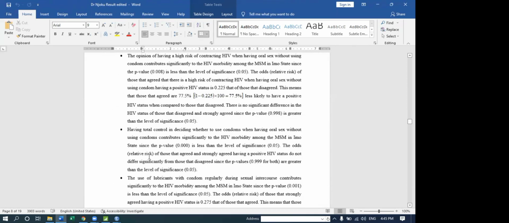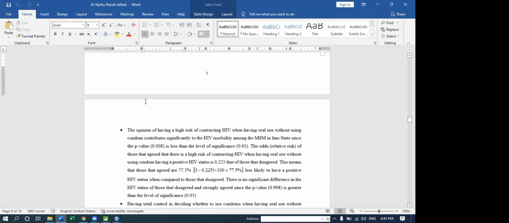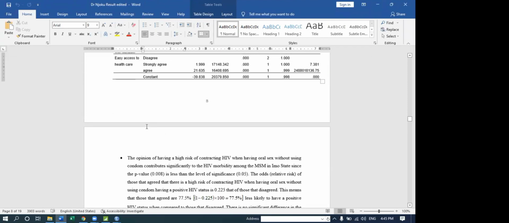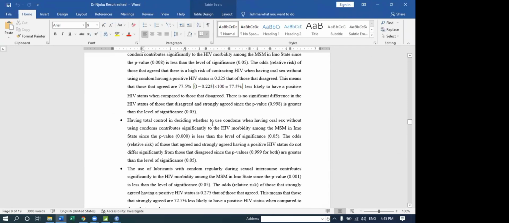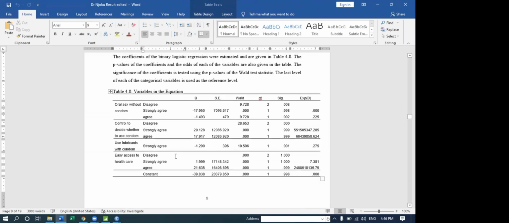So let me see what I interpreted there. Having total control in deciding whether to use condom when having oral sex without using condom contributes significantly because the p-value is less than 0.05. The odds of those that agreed and strongly agreed to have a positive status do not differ significantly from those that disagree because the p-value is greater than 0.05. That's it. Very simple. You interpret the next one.